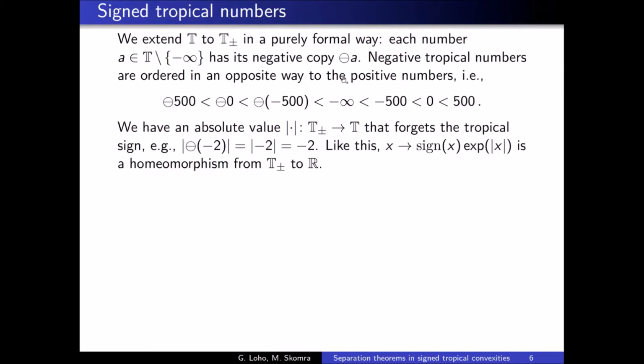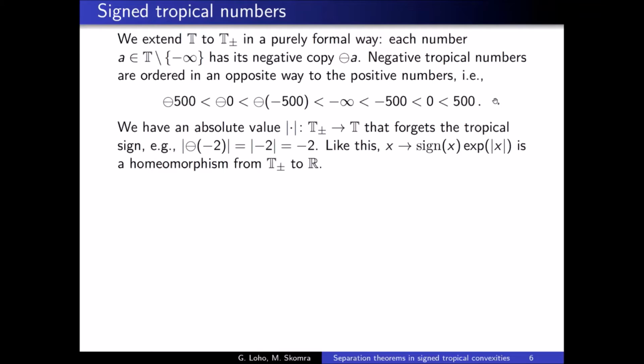So you have a tropical 0, which is in the middle, and then tropically positive numbers are greater than tropical 0, and tropically negative numbers are smaller than tropical 0. The tropically negative numbers are ordered in the opposite way than the tropically positive numbers. And okay, you have the same behavior as the real line.